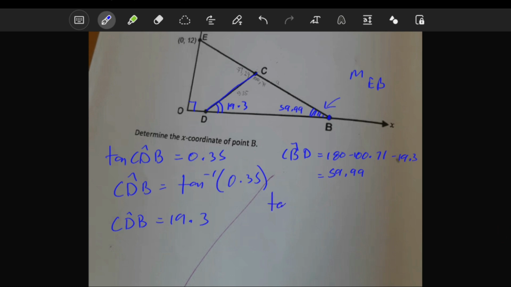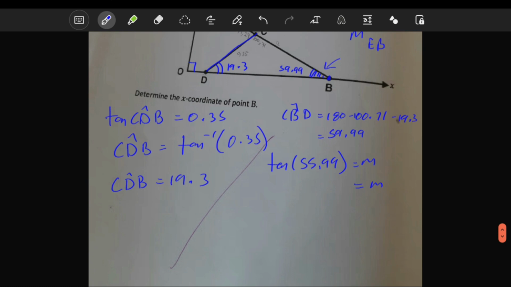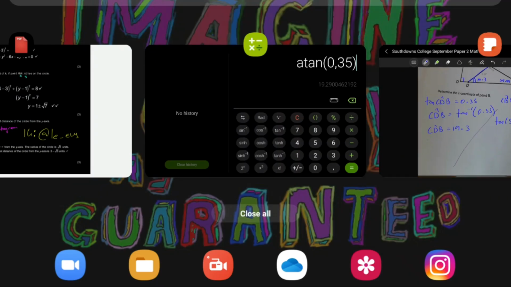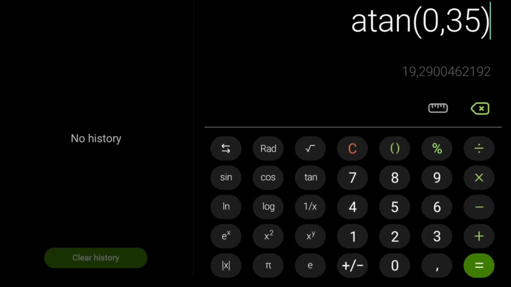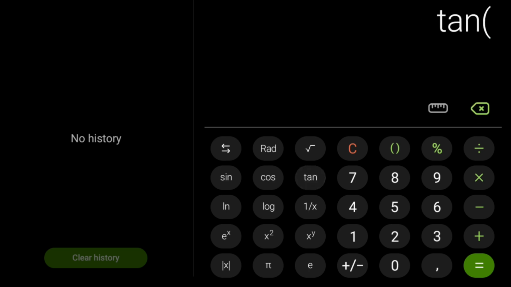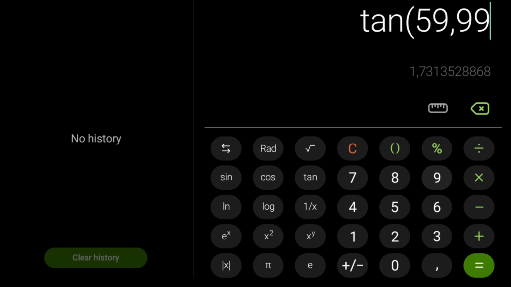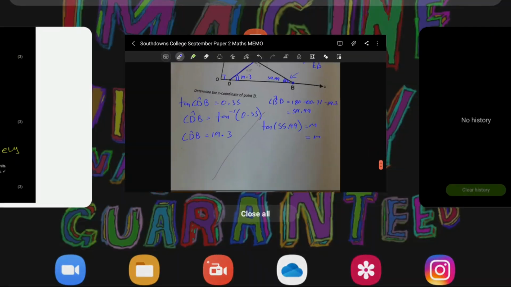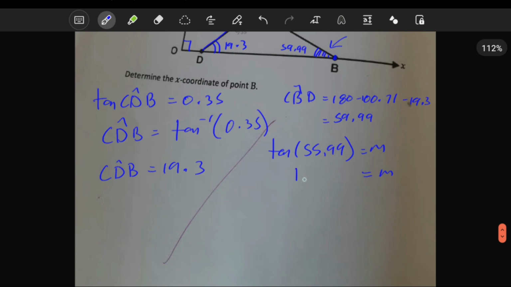So here we take tan of 59.99 to get the gradient. You just have to be careful here: whatever you get, take it as a negative. Let's clear everything. Tan 59.99 is about 1.73 as the gradient, which is okay because the other gradient is also to 2 decimal places.